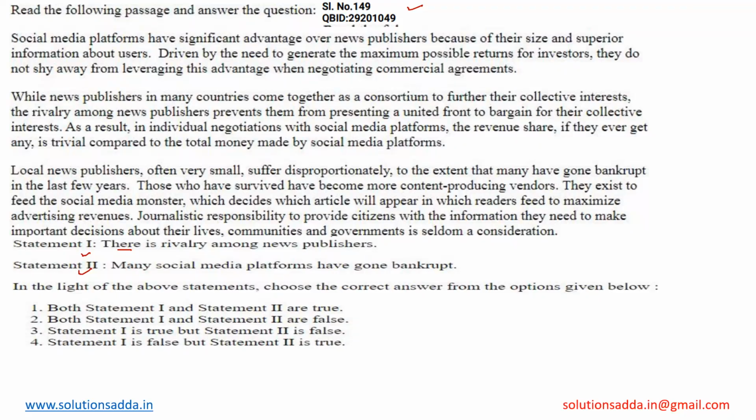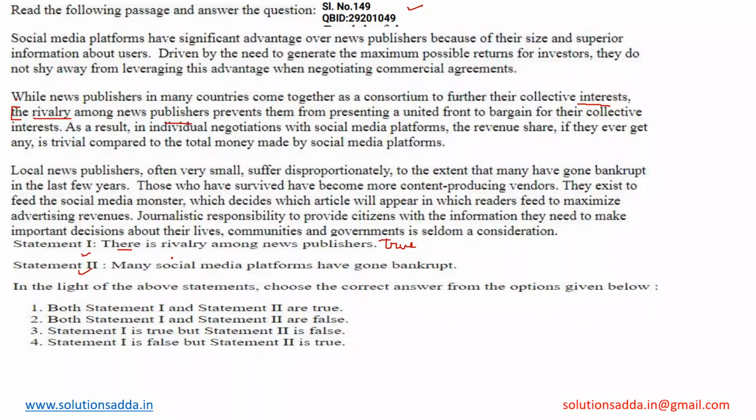false, and vice versa. Statement 1 says there is a rivalry among the news publishers. So according to the second paragraph, while news publishers in many countries come together as a consortium to further their collective interest, the rivalry amongst news publishers prevents them from presenting a united front and bargain, and so on. On the basis of this line, we may observe that a rivalry exists between the news publishers. So statement 1 has been proved true.